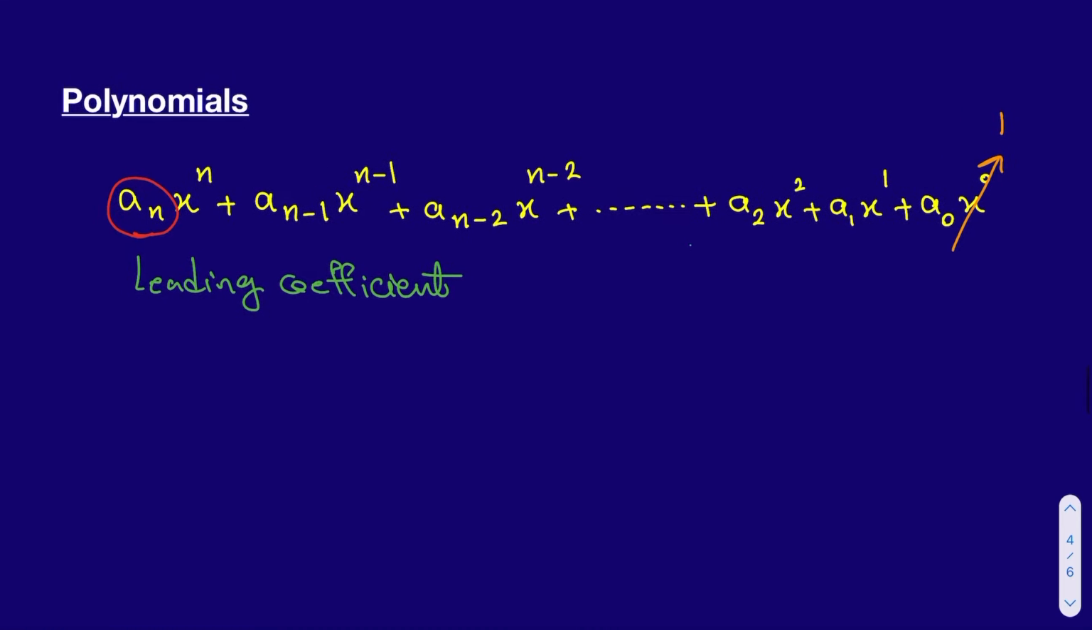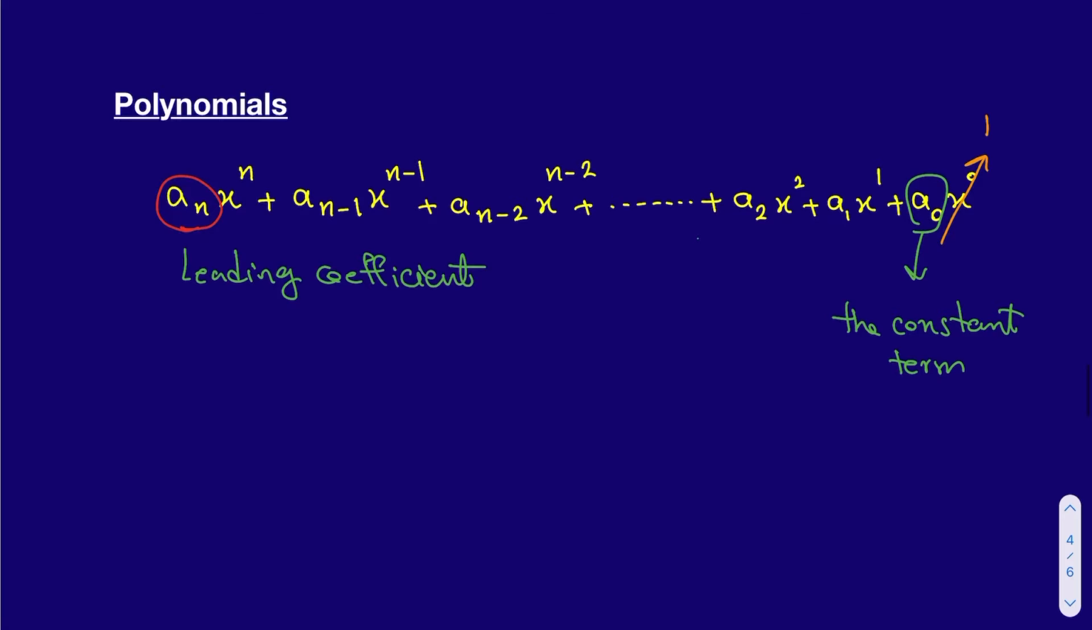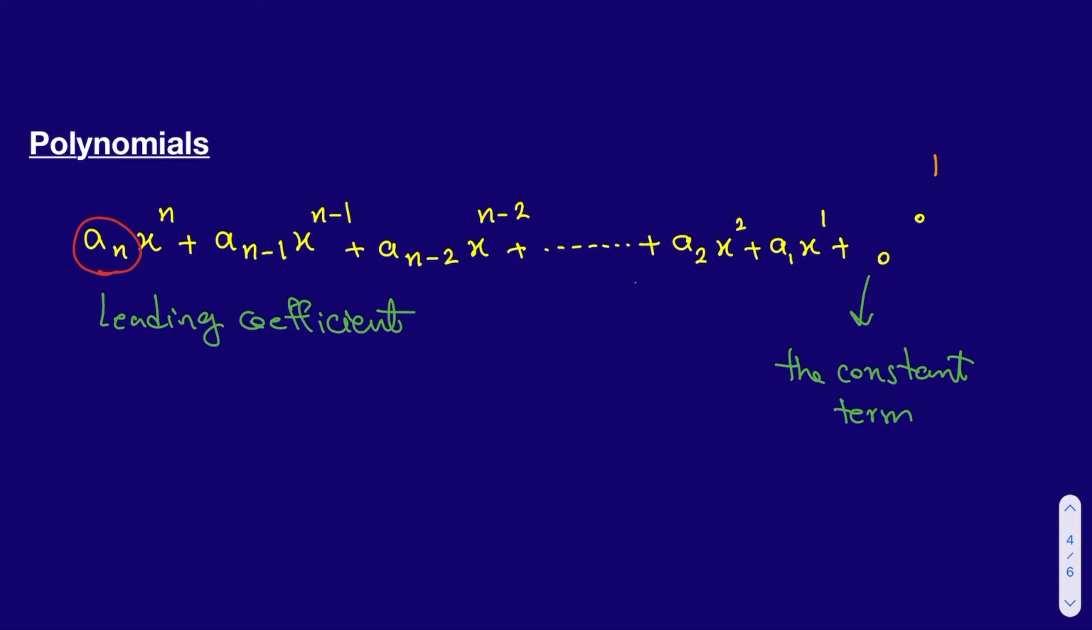And the last one, a sub naught, is called the constant term. So this one is the constant term. And one important thing about polynomials is that they have a degree, and the degree is determined in each polynomial by the highest power of x here, the highest power of x.